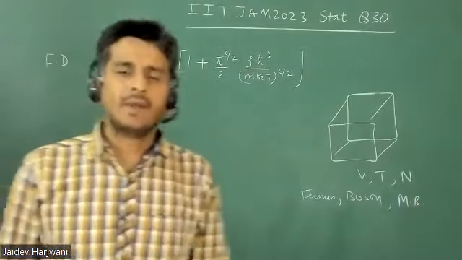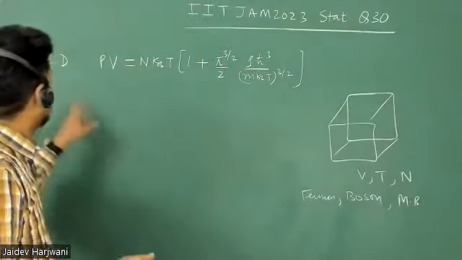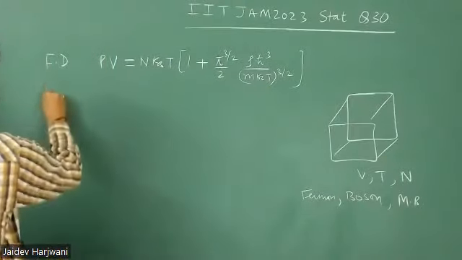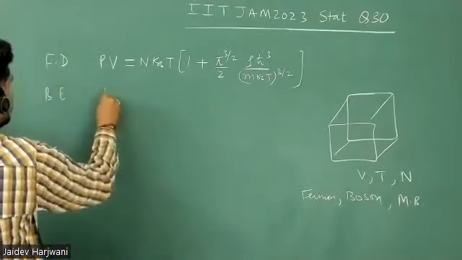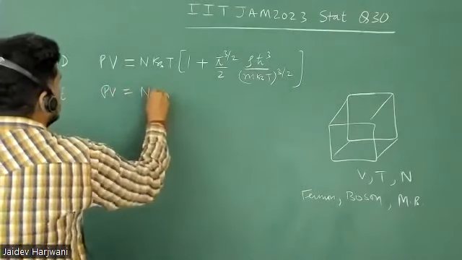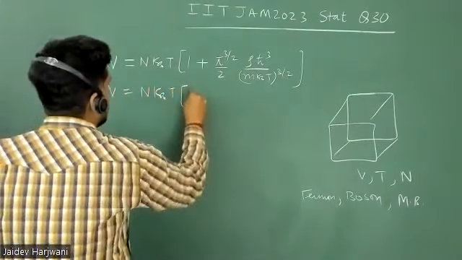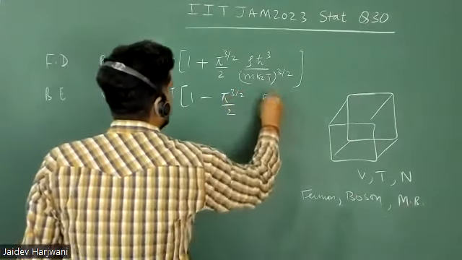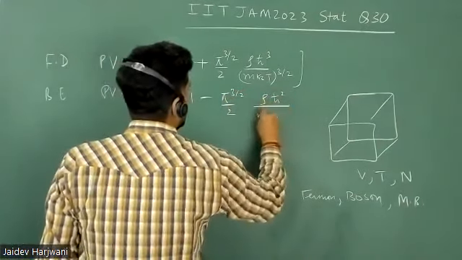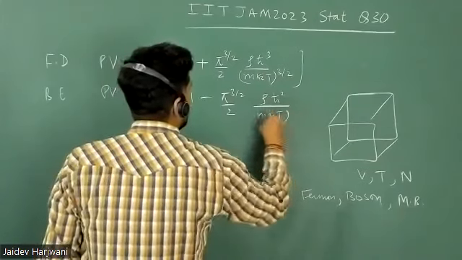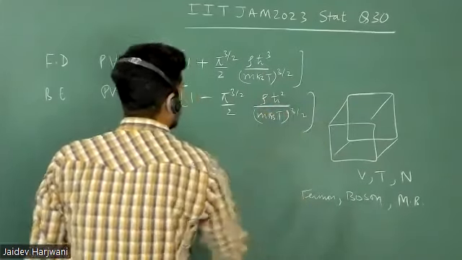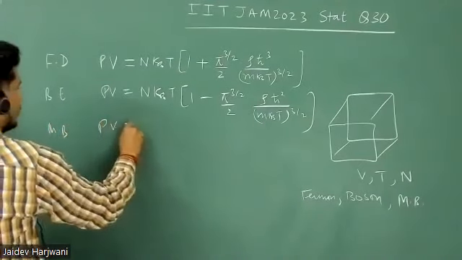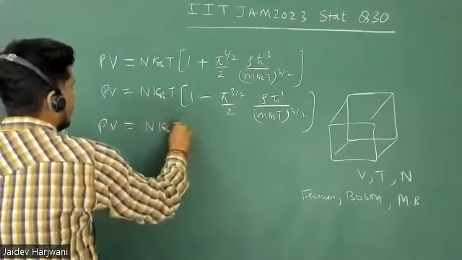So when we derive the equation of state for the Fermi-Dirac distribution, we get an expression like this. For Bose-Einstein, we get it like this: PV is equal to N kBT times 1 minus pi to the power 3/2 by 2, rho h cut cube by M kBT to the power 3/2. And for the classical gas, as we all know, PV is equal to N kBT.